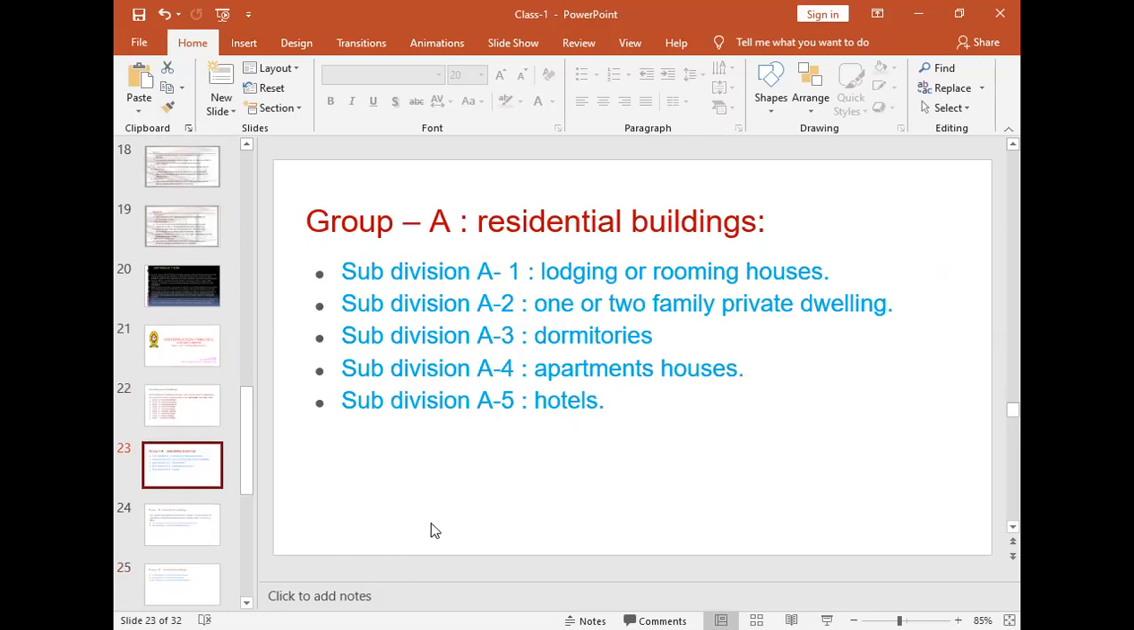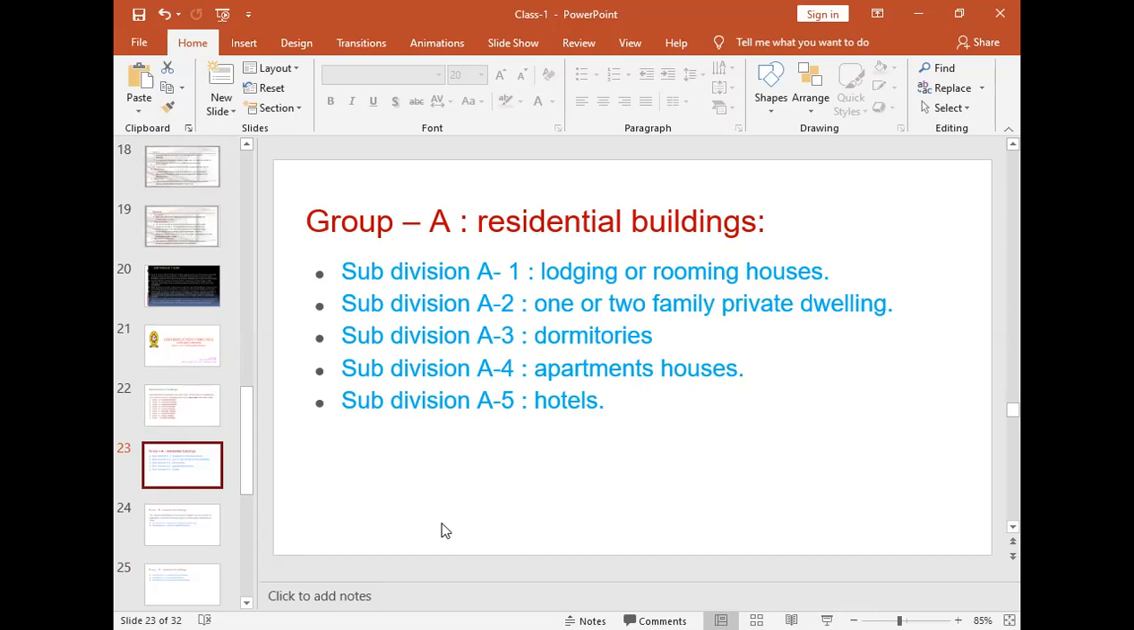The first group of building classification is subdivided into 5 types. In subdivision A1, buildings are lodging or rooming houses. This shall include any building or group of buildings under the same management in which separate sleeping accommodation for a total of not more than 40 persons on a permanent basis, with or without dining facilities but without cooking facilities for individuals, is provided.